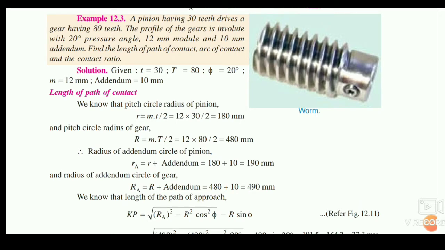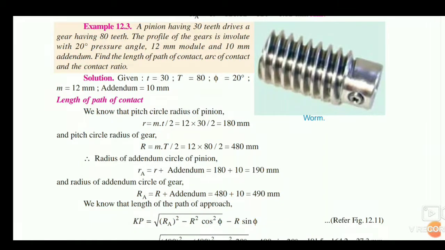Now first we need to find out the length of path of contact. You know, pitch circle radius r is equal to mt by 2. Substitute the values into r is equal to mt by 2, so we'll get the radius of the pitch circle. Similarly you can find out the radius of the pitch circle of the gear also, R equals m capital T by 2. So you got the value.